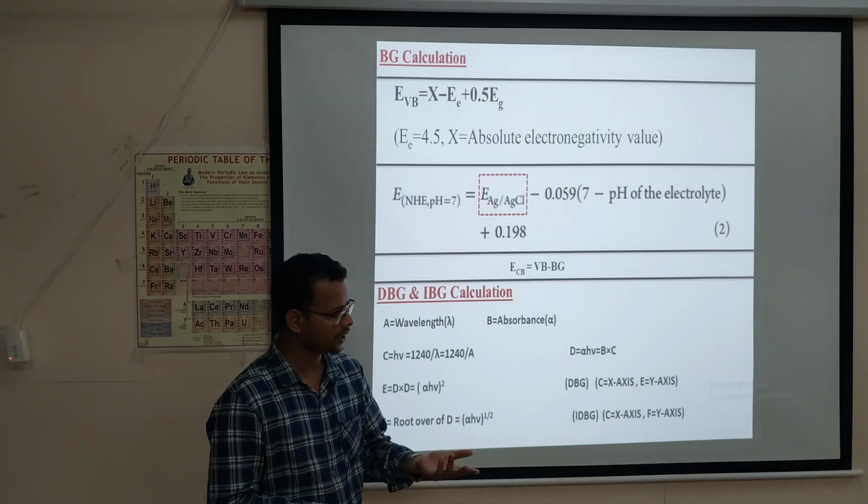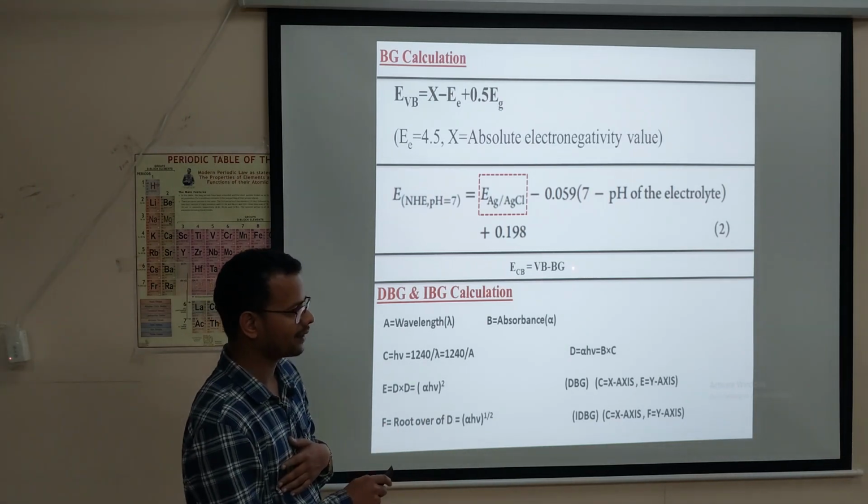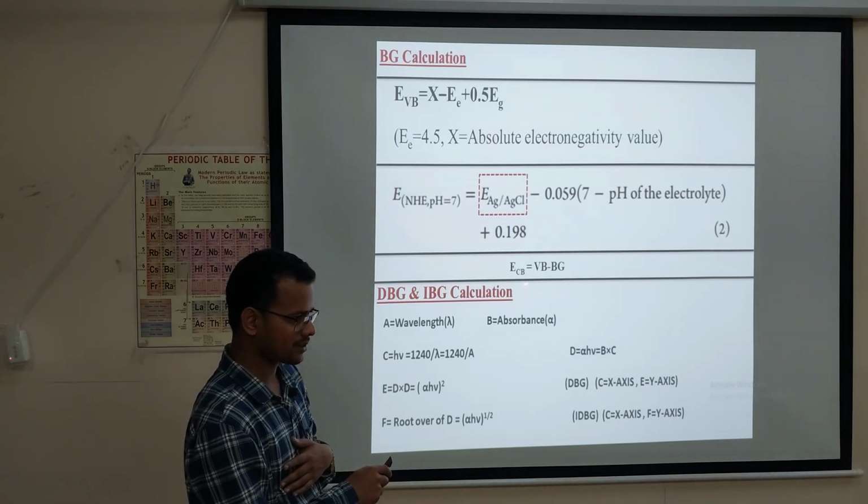You may get positive or negative. If you get positive, you have to subtract it from this one. If you get a negative value, you have to put in the same formula.